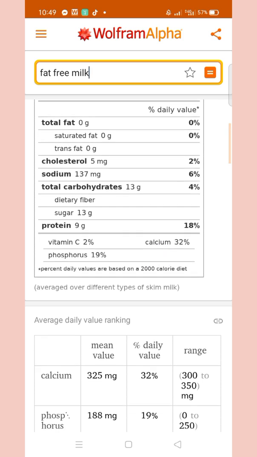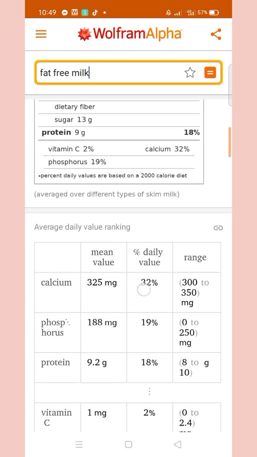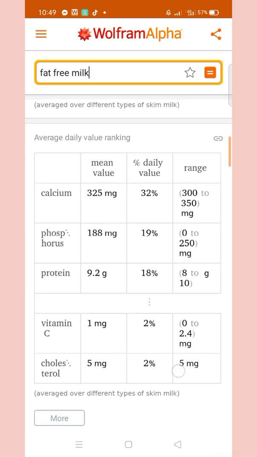Saturated fat 0 grams. Trans fat 0 grams. Cholesterol 5 milligrams. Sodium 137 milligrams. Total carbohydrates 13 grams. Dietary fiber, sugar 13 grams, protein 9 grams, phosphorus 19%.